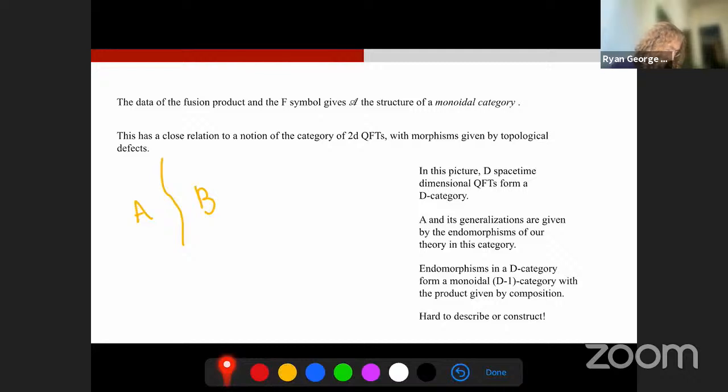If you do this, then this is actually going to be a two category, because you can have interfaces between interfaces. Here's a morphism from A to B. Here's another morphism from A to B. And then this junction is a morphism between these morphisms. So there's some two category of two-dimensional quantum field theories, if you think this way. In general, you can keep going.